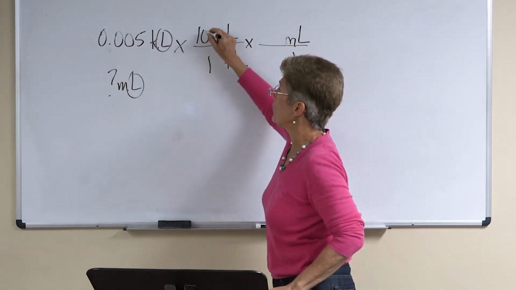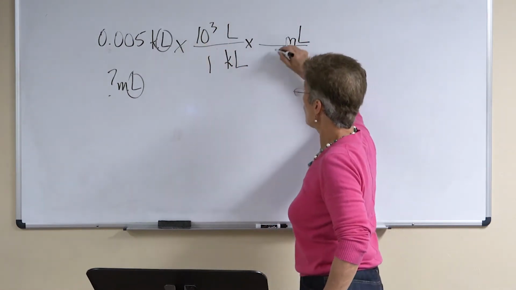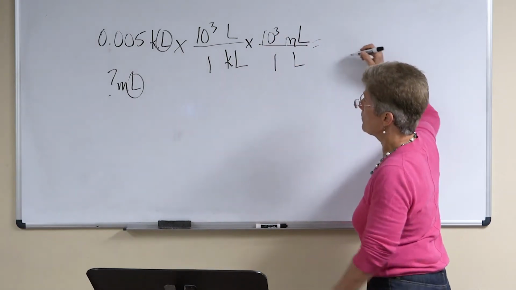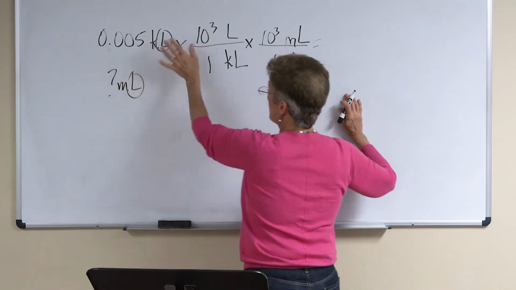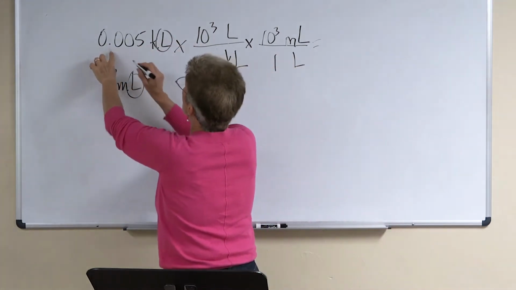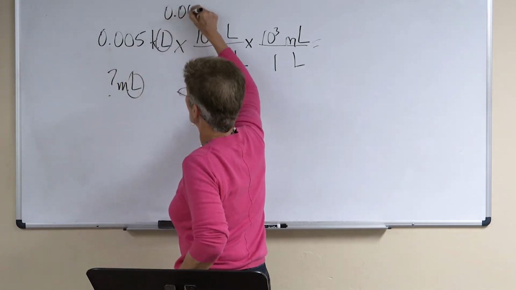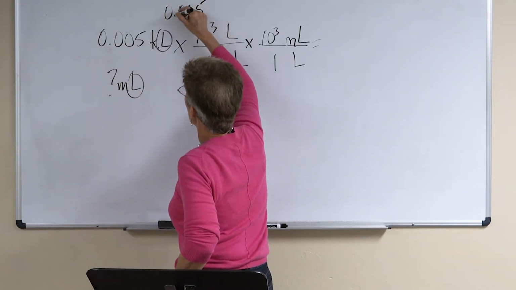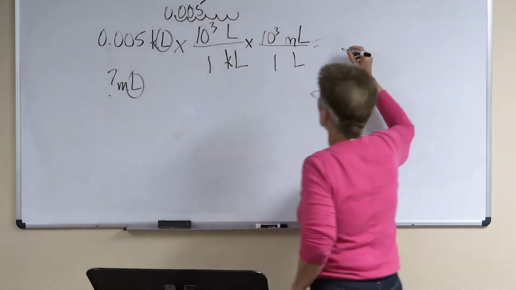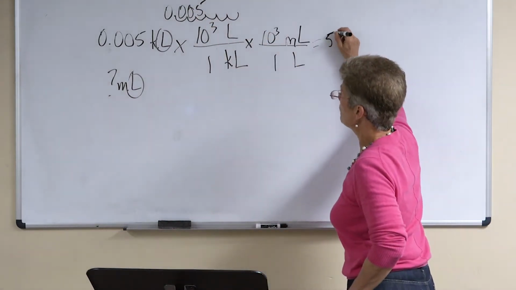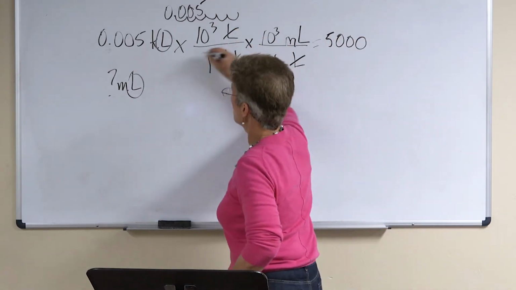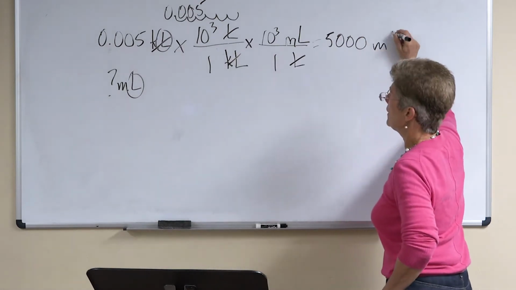In 1 kiloliter, we know there's 1,000 liters. In 1 liter, there's 1,000 milliliters. And so this is going to end up being 5, and I'm going to move my decimal place back 6 times. So I'm going to do this. I'm going to show you. Okay, so I'm going to go 1, 2, 3, 4, 5, 6. So my answer is going to be 5,000. Liters cancel, kiloliters cancel, and I'm left with milliliters.